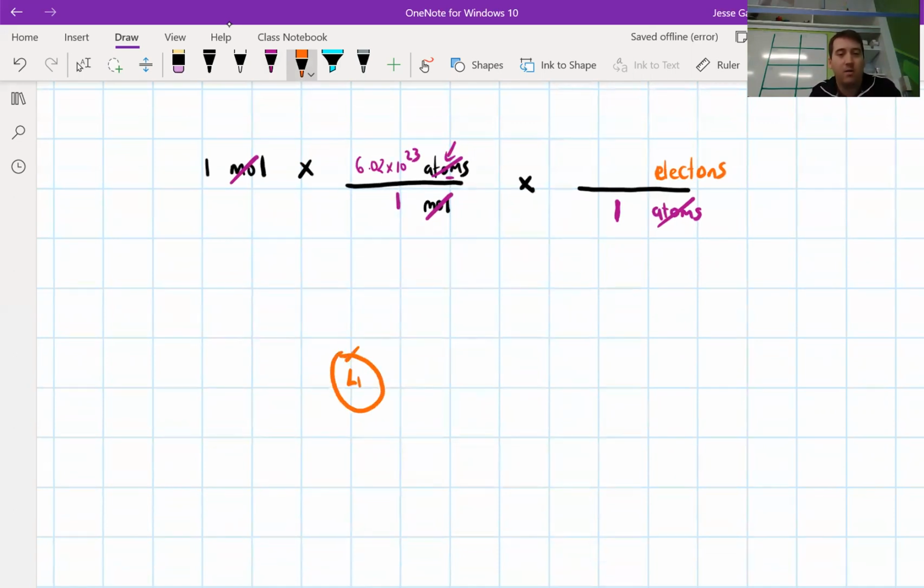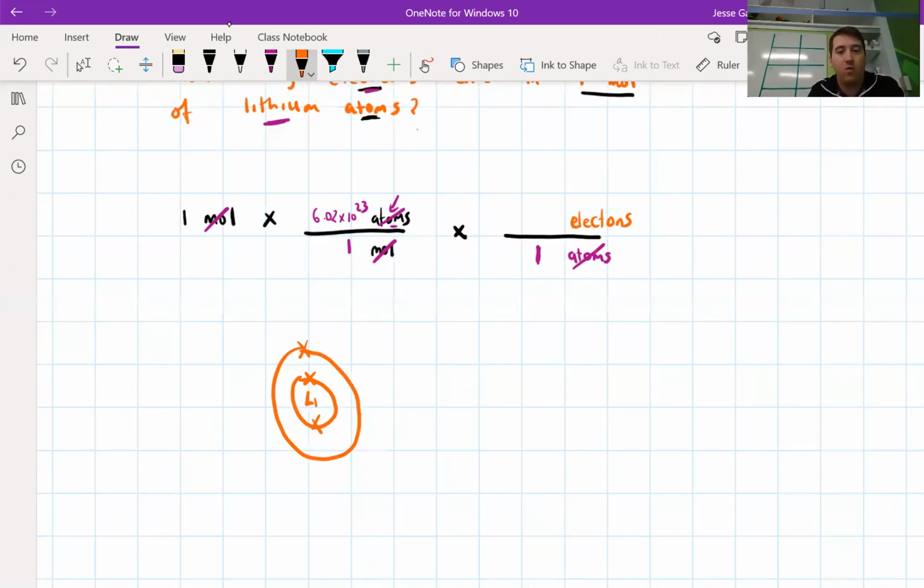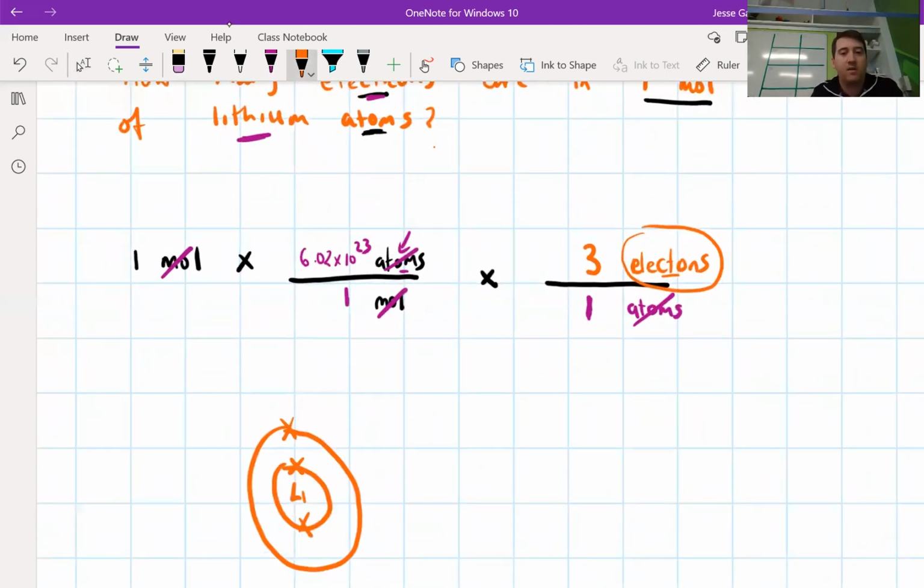If I have a lithium atom, what do I know about it? I know that its atomic number is 3, which means that it's got 3 electrons. So we're linking to a previous idea that we've done before. Each lithium atom has 3 electrons. So that's the relationship here: 1 atom contains 3 electrons. Now, if it wasn't lithium, if it was a different atom, then this number would be different. But look what we've done. We've canceled all the units, and we've been left with just the unit we wanted in our answer. So we know we've done this right. That gives us a 3-part sum to do: 1 times 6.02 times 10 to the 23 over 1 times 3 over 1.